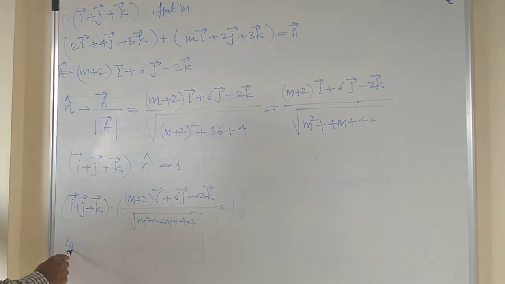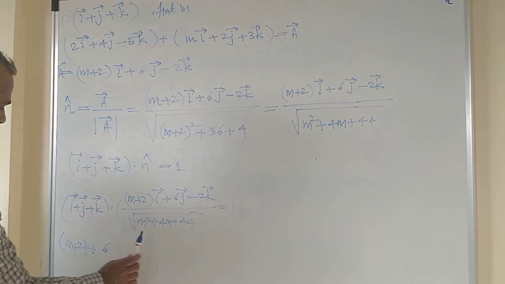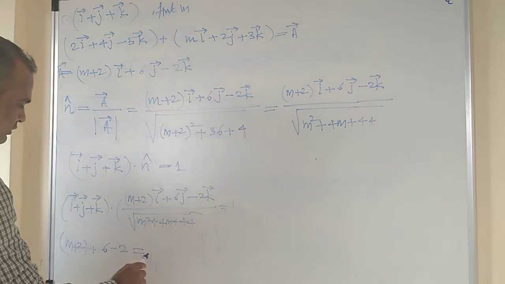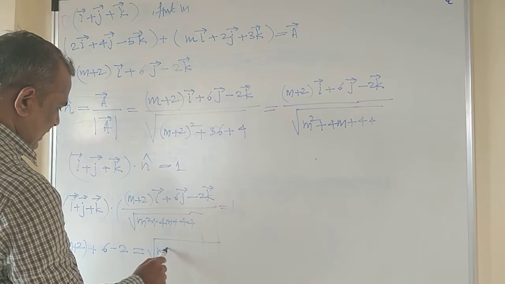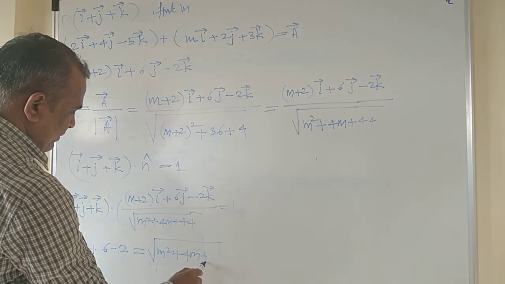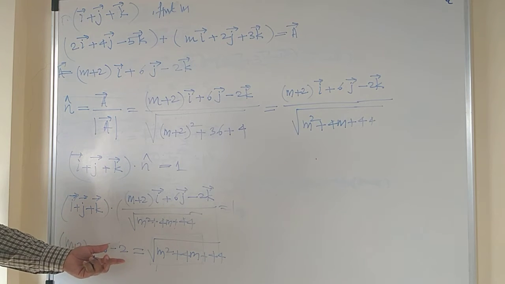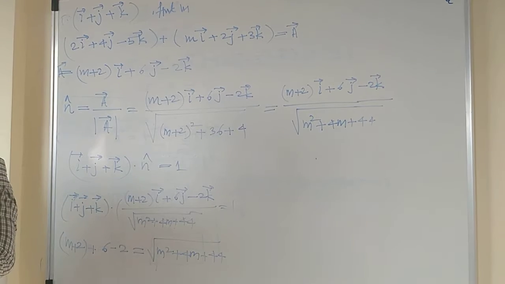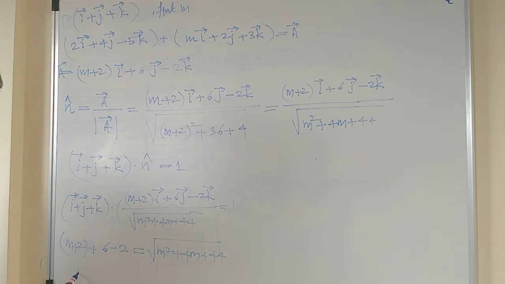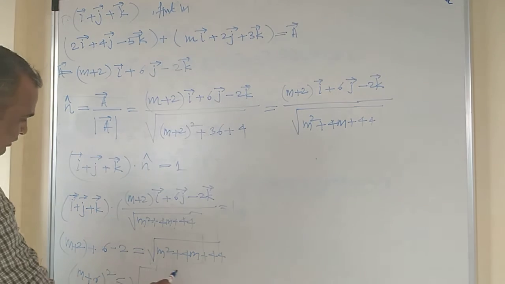If you take the dot product, you will get (m + 2) times i dot i, which is 1, plus 6 into 6 is 6, minus 2, equal to the square root of m square + 4m + 44. Now this will give you m + 6, and let me square this term here itself so that the square root will be out, and you will get (m + 6) whole square equal to this square.